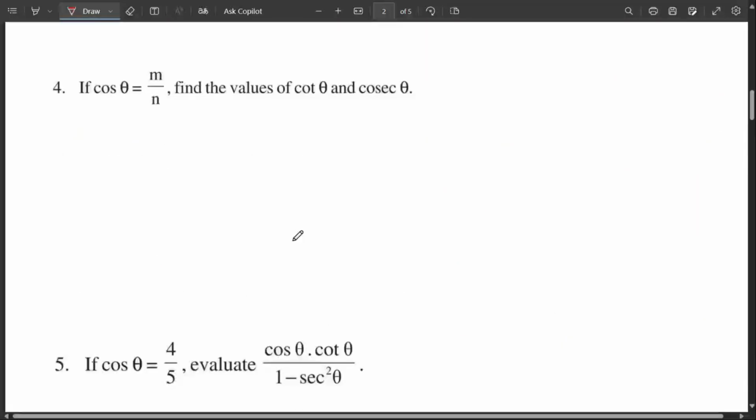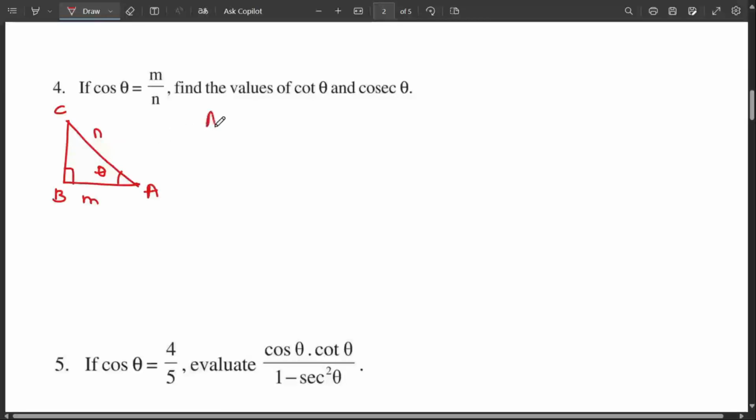So in the fourth question, it is given that cos theta is equal to m by n, and you are asked to find out the values of cot theta and cosecant theta. So once again, we will draw a right angle triangle and we will consider this angle to be theta. So this will be A, B and C. So since cos is nothing but adjacent side divided by the hypotenuse, AB will be equal to m, AC is equal to n.